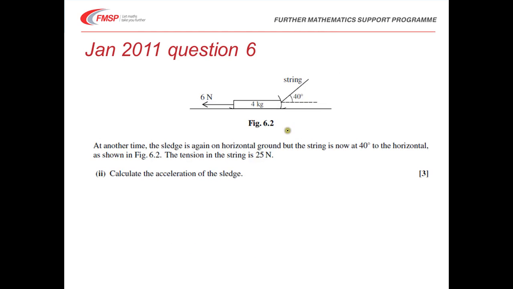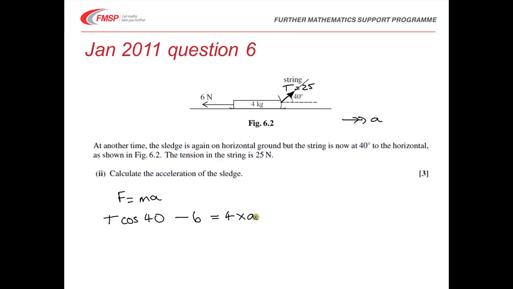Moving on to part 2, again we would still have a tension in the string, but it's now inclined at an angle of 40 degrees. And it's telling us that this tension is 25. Calculate the acceleration of the sledge, so the sledge is accelerating in this direction. Same thing again, F equals ma in the direction of motion. Now we need to resolve this T into a horizontal component in this direction, and because we're turning through the angle there, it would be T cos 40 minus 6, and that's equal to the mass 4 multiplied by the acceleration.